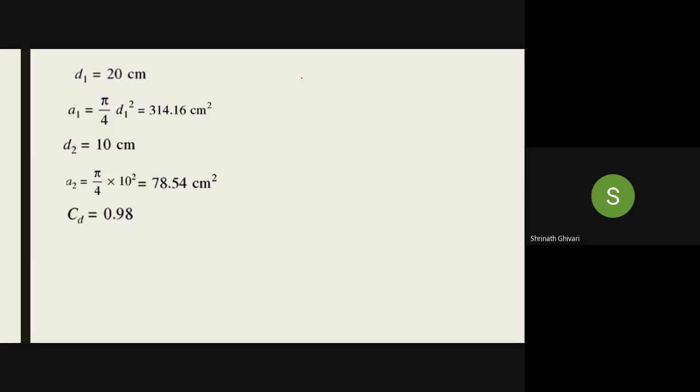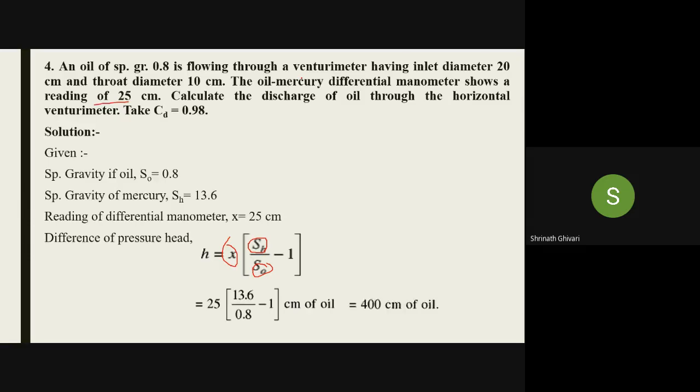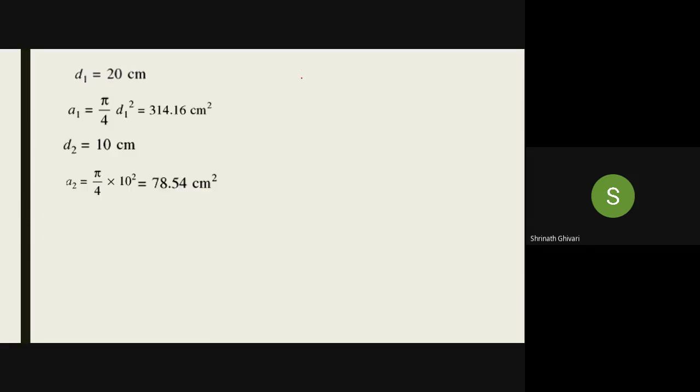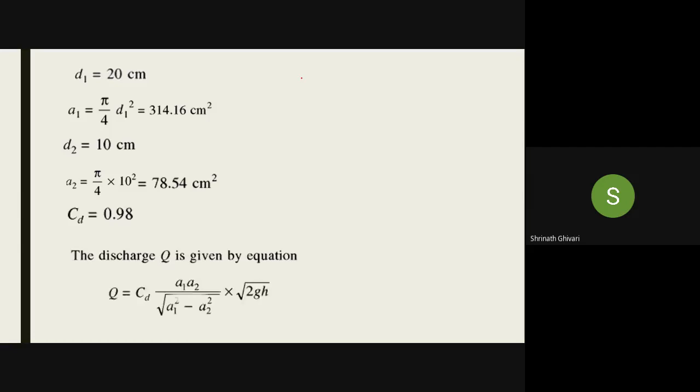So which formula are we going to use here? What do we have to find out? Discharge, right? We have to find the discharge. Which formula are we going to use? The same formula. Q equal to Cd A1 A2 divided by square root of A1 square minus A2 square, into square root of 2gH. H we have found out. It is 400 centimeter of oil. We want to find out Q. Cd is 0.98. Listen carefully.